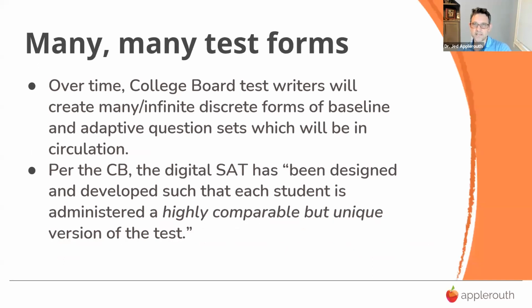And part of it is that every student is going to have a slightly different test. They say it's going to be highly comparable but unique, and that can play out in different ways. Right now, we're seeing changes in order. So my number 15 is your number 7, but also on that same question, my answer is B and your answer is C. So we're seeing some shifting of the order. We're seeing shifting of the answer choices.